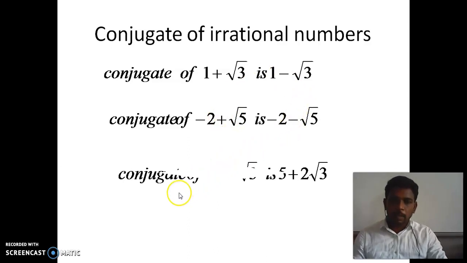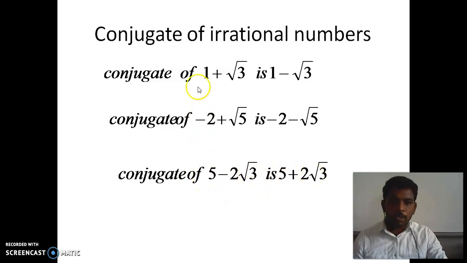Next one. Conjugate of 5 minus 2 root 3 is 5 plus 2 root 3. So no need to change the sign of the rational values, that is, the part without the root. We need to change the sign of the root term, that is, the irrational part. Right? So that is called the conjugate of an irrational number.